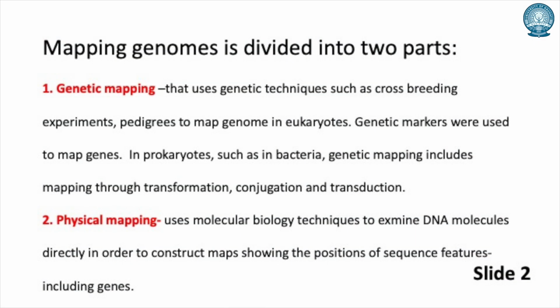Mapping genomes is divided into two parts, genetic mapping and physical mapping. Genetic mapping uses genetic techniques such as crossbreeding experiments and pedigrees to map genomes in eukaryotes. Genetic markers were used to map genes. In prokaryotes such as bacteria, genetic mapping includes mapping through transformation, conjugation, and transduction. Physical mapping uses molecular techniques to examine DNA molecules directly in order to construct maps showing the positions of sequence features including genes.